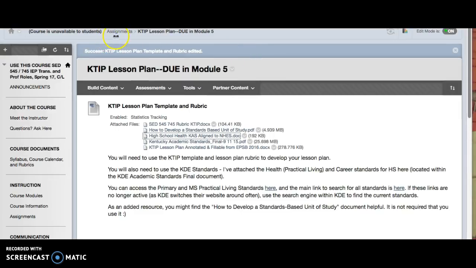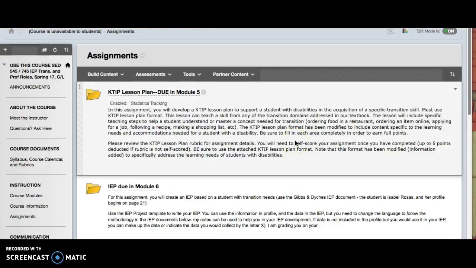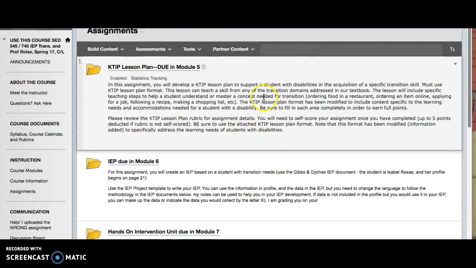To find where you're going to locate the K-tip information, you will be looking in the assignment section. It's also linked in the module, but you can go to it from the assignments. And you'll notice in the details about the assignment that you'll be working on a specific transition skill within the K-tip lesson plan format. You can look at those transition domains that we addressed in our textbook in the modules.